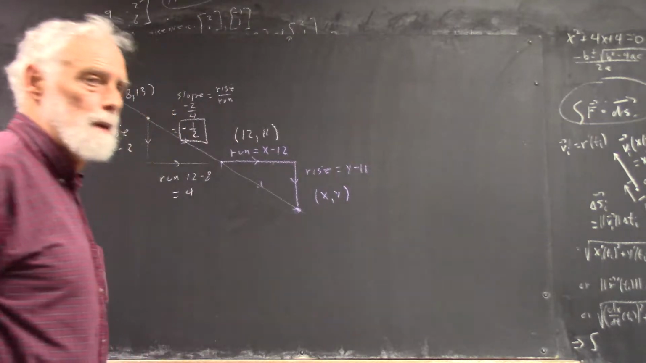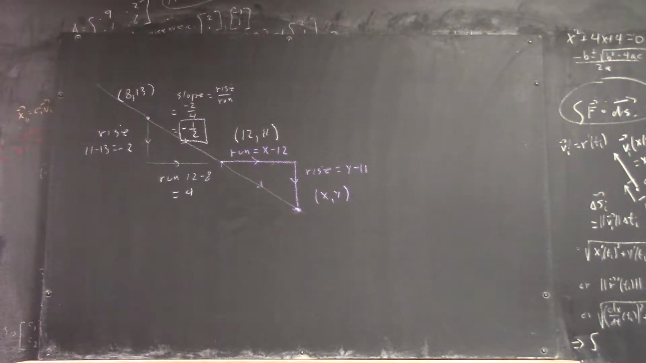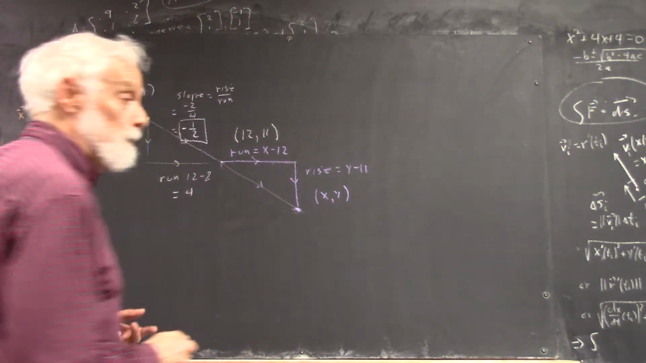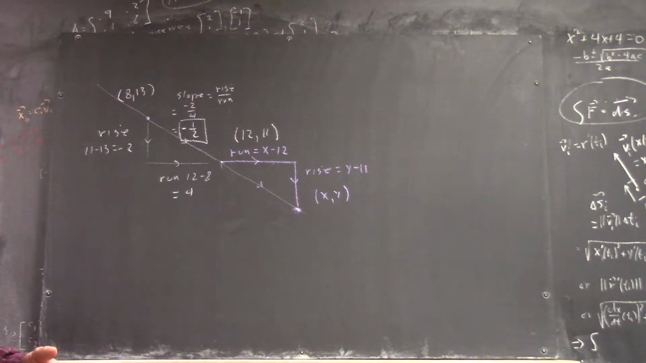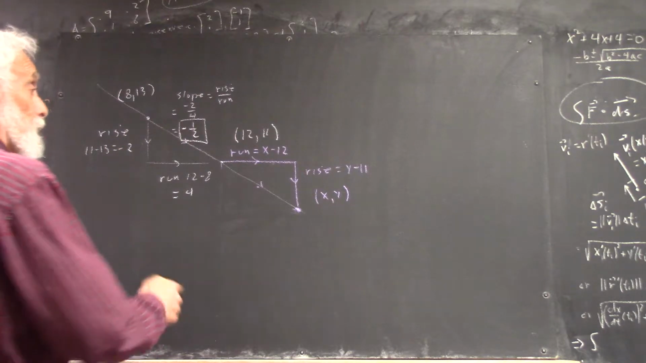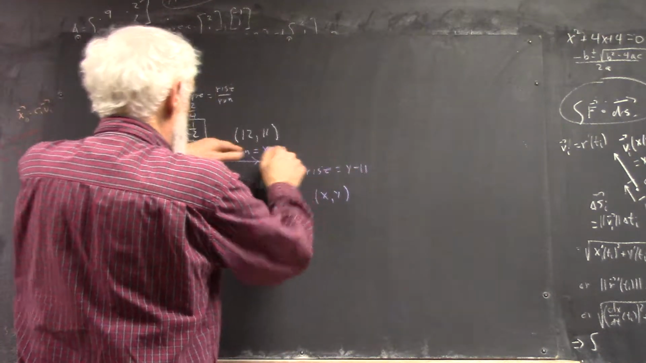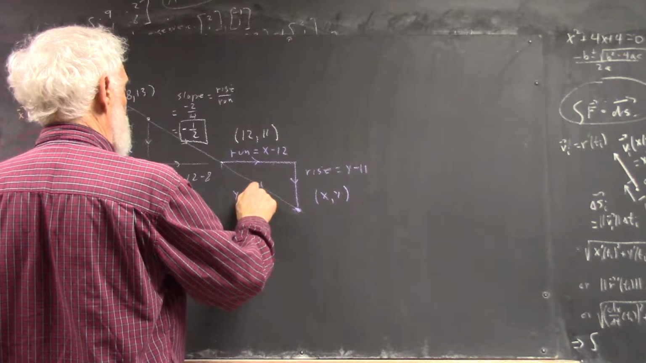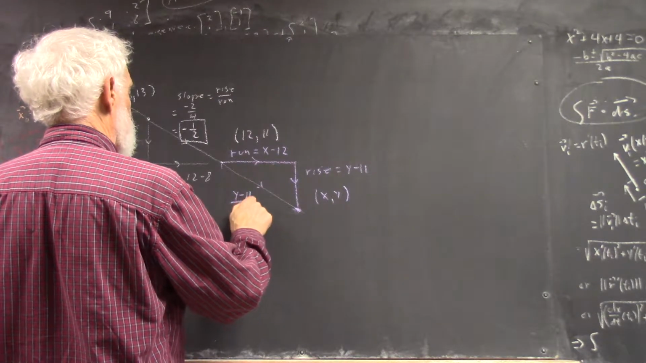And the rise is y minus 11. So the slope, well, what's the slope? And that is what? So it's rise over run, so you're going to divide this by this. So it's going to be y minus 11 over x minus 12.